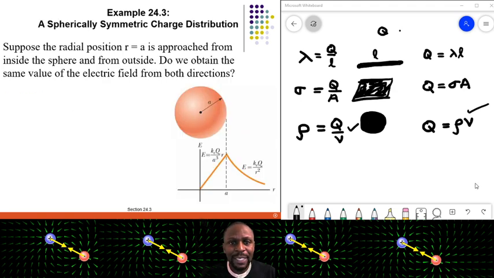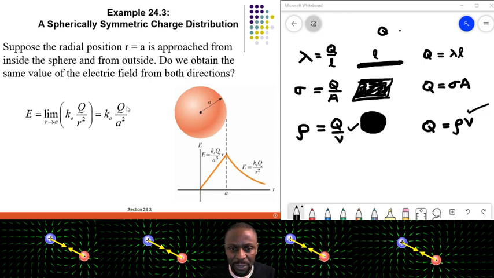Now suppose the radial position r equals a is approached from inside the sphere and from outside. Do we obtain the same value of electric field from both directions? For example, let us just start with this one for r less than a. Now it will mean the limit must be r approaching a. Now in that case, if r is approaching a, we just come to that point there. Now this is what we are going to see if r tends to a.